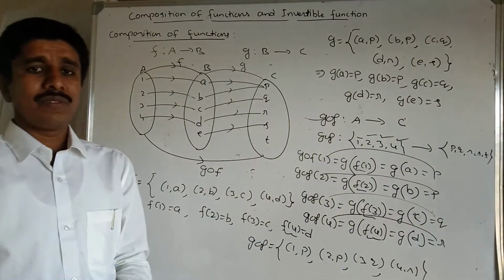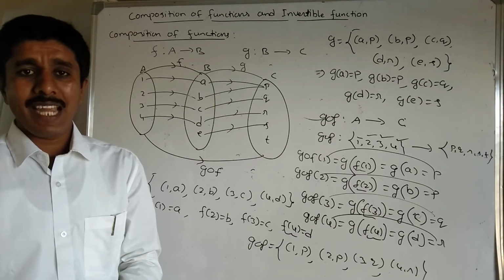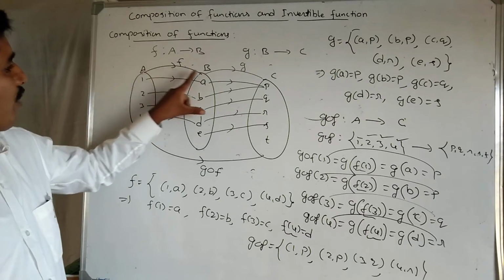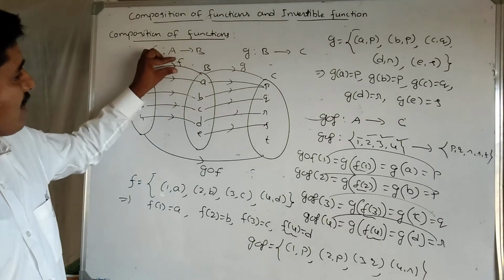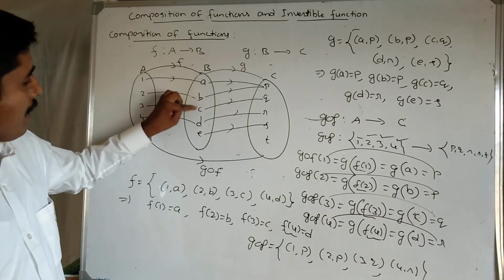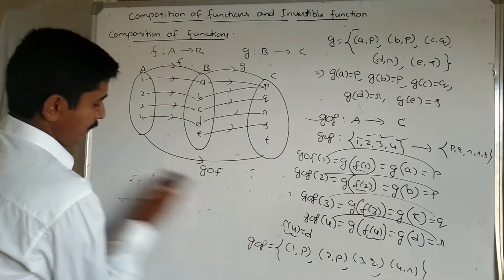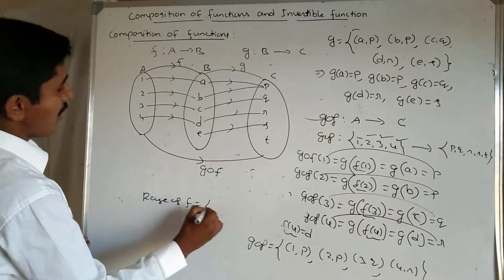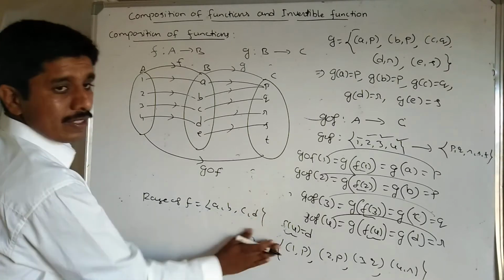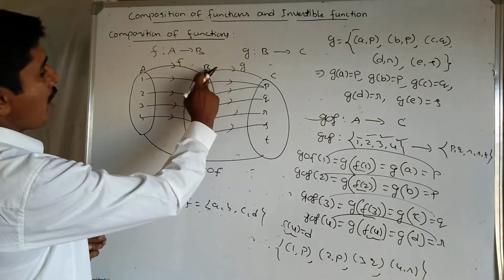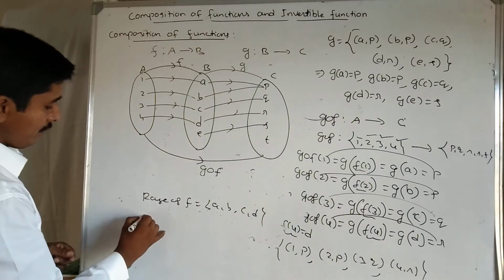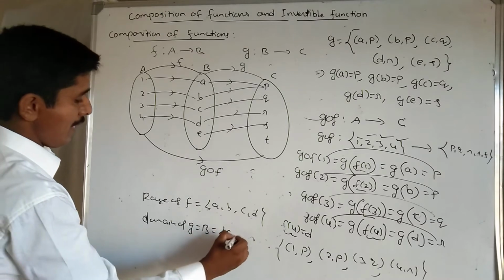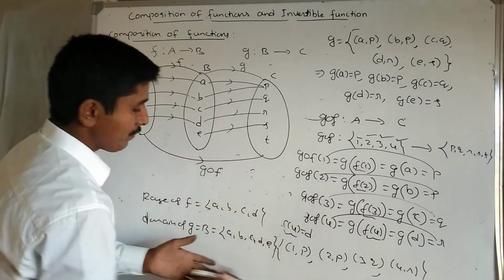This is how we find the composite of two functions G and F. One thing, mind it: the domain of F is set A and the codomain is set B. What is the range of F? The range of F is the set {A, B, C, D}. Got it? And the domain of G is set B, equal to {A, B, C, D, E}.